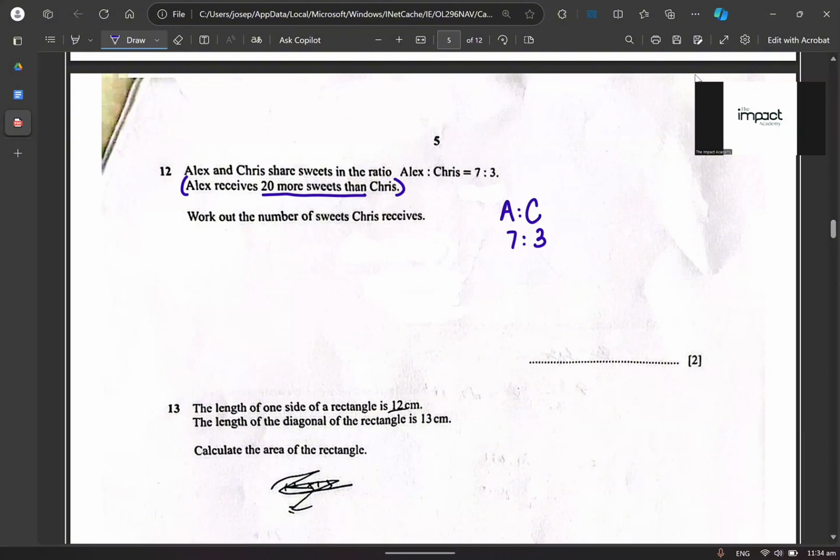Then 7x plus 2x equals 20. But do you need the 7x? This 20, what is the meaning of 20 more? That means they are different. Agree or disagree? Right? It is their difference, right?